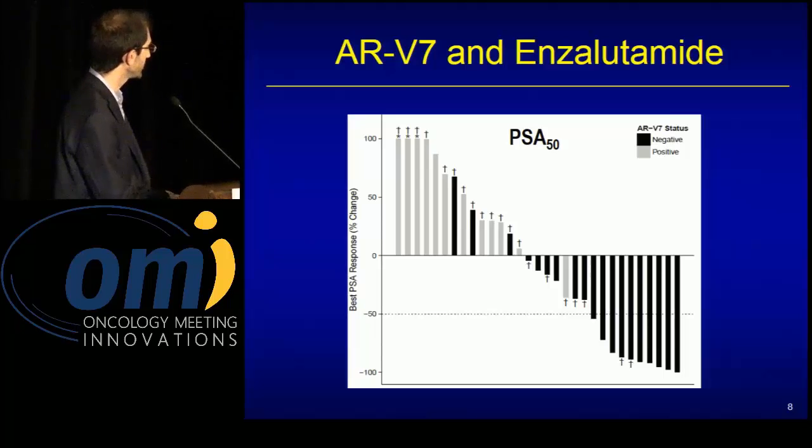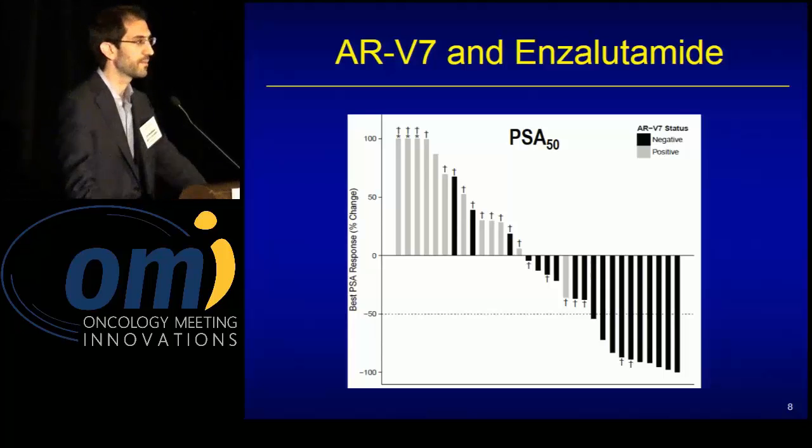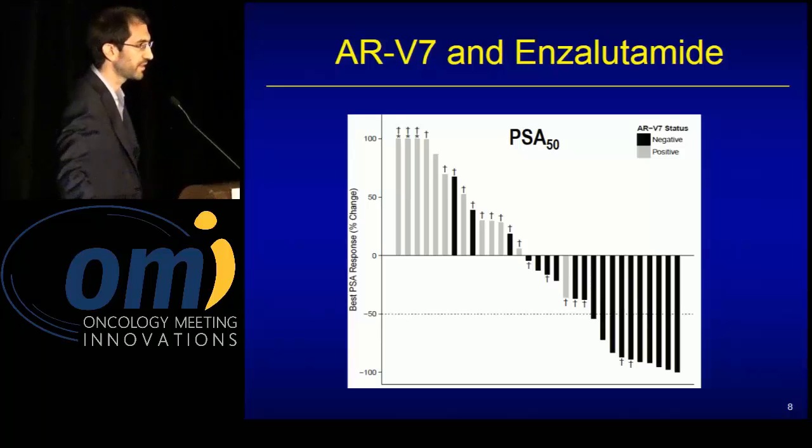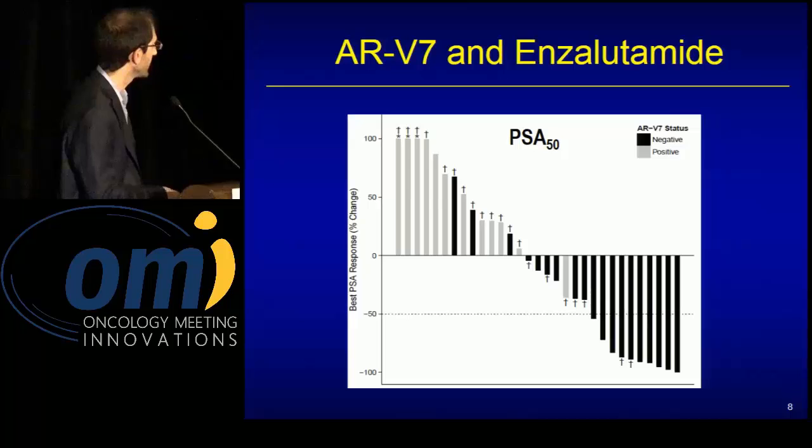The second observation, which was really interesting, at least to me, was that we had one patient who had about a 30% PSA reduction that lasted about 2 months. And this was an early clue that this biomarker was not going to be all or none.